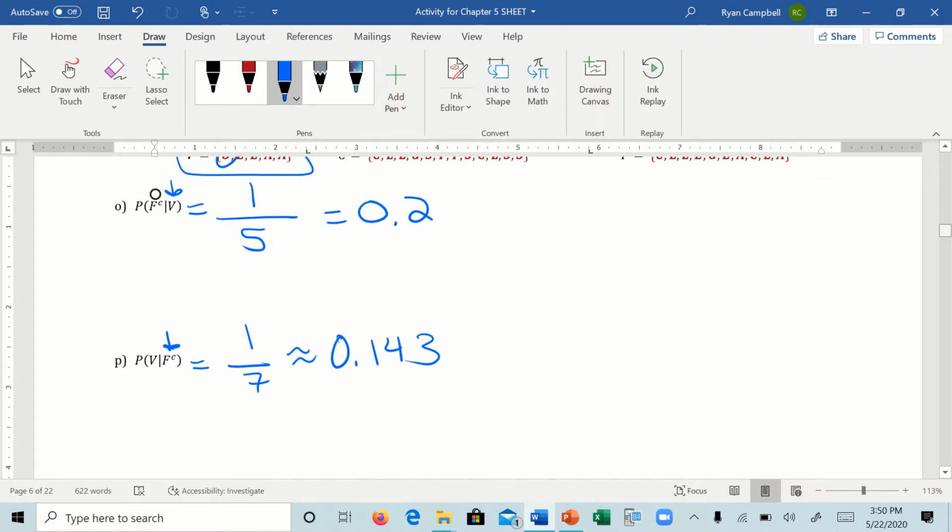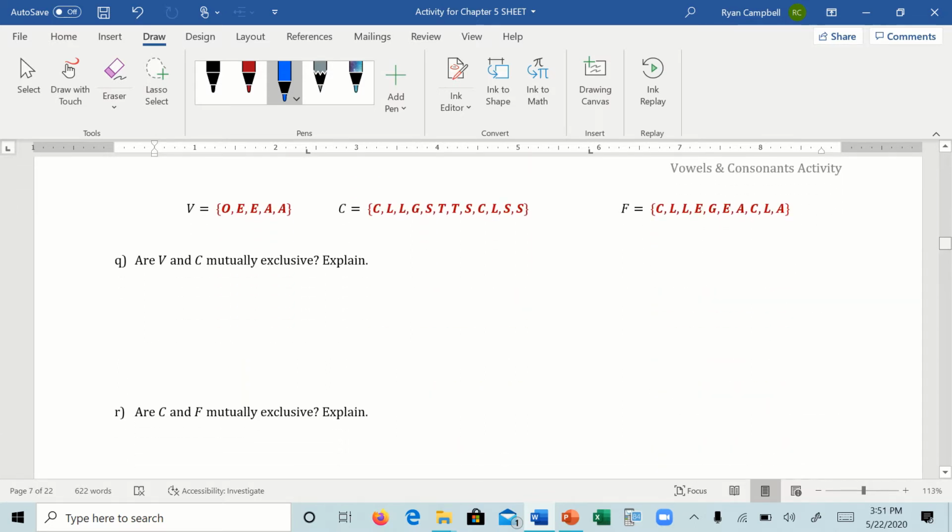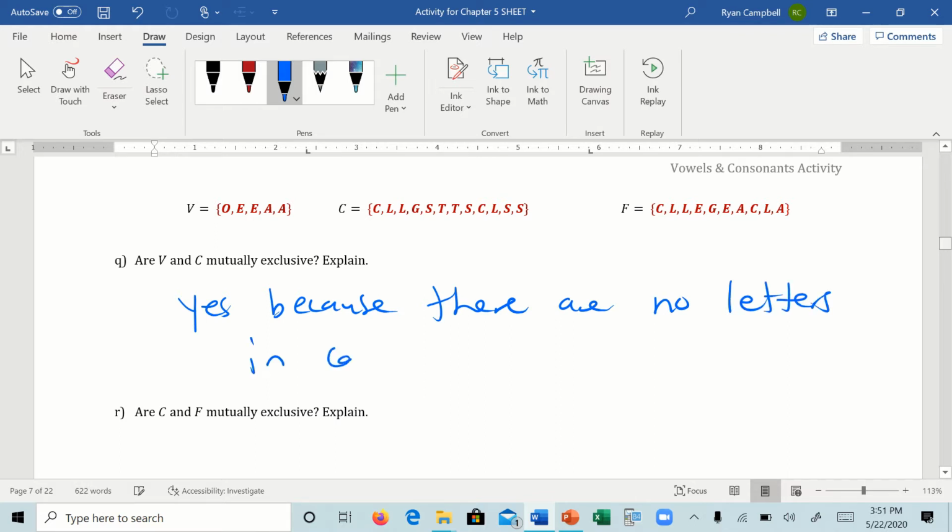All right. So now let's move on to the multiple trials. First things first, let's talk about mutually exclusive. Are V and C mutually exclusive? Well, yes, because there are no letters in common. Especially since there's no Y, all these letters either are vowels or consonants, they're not both.